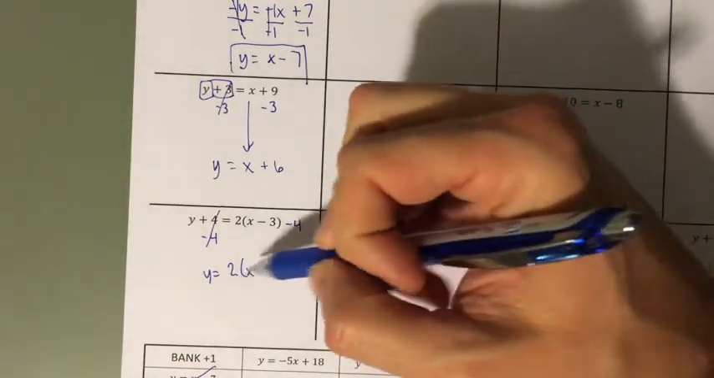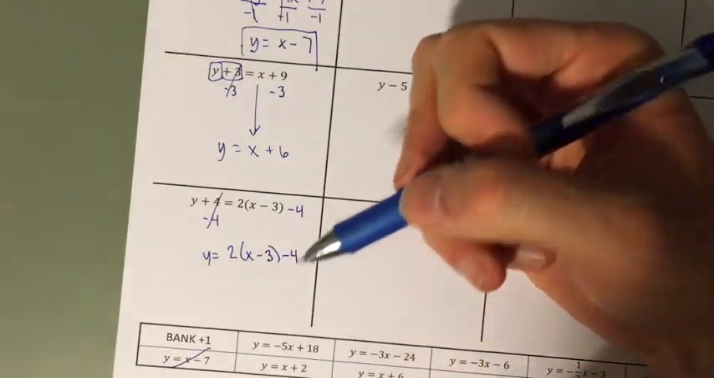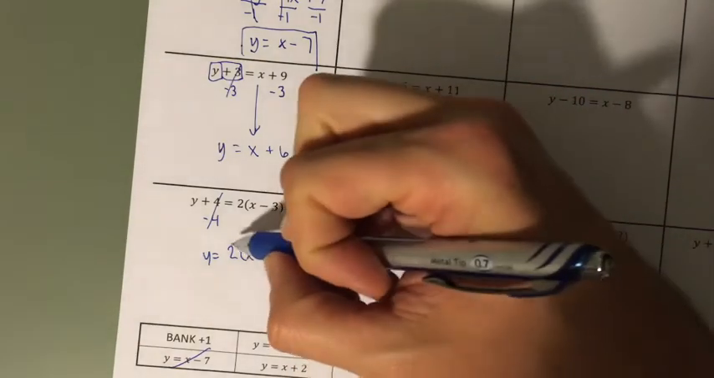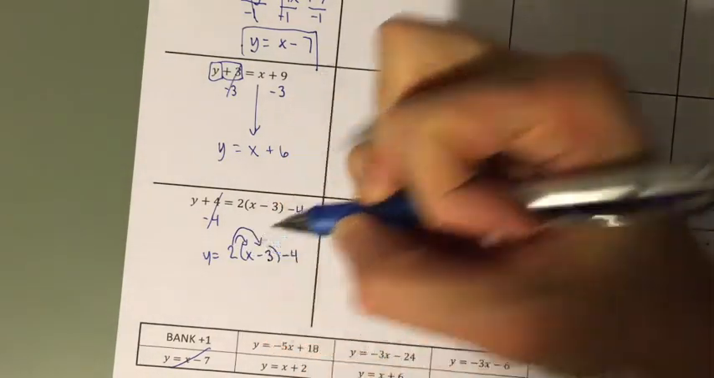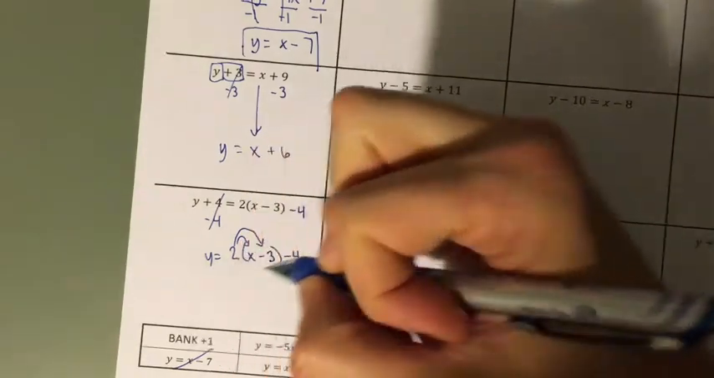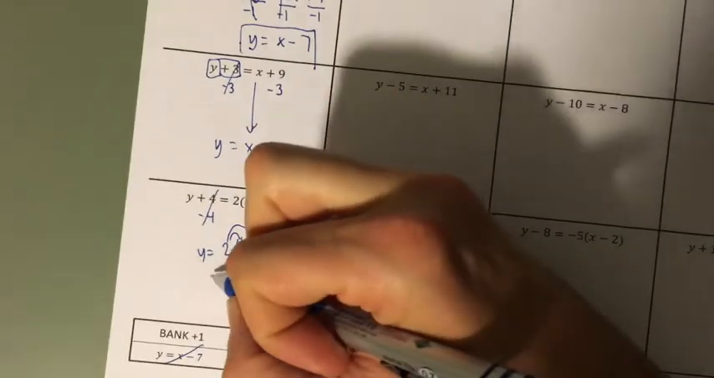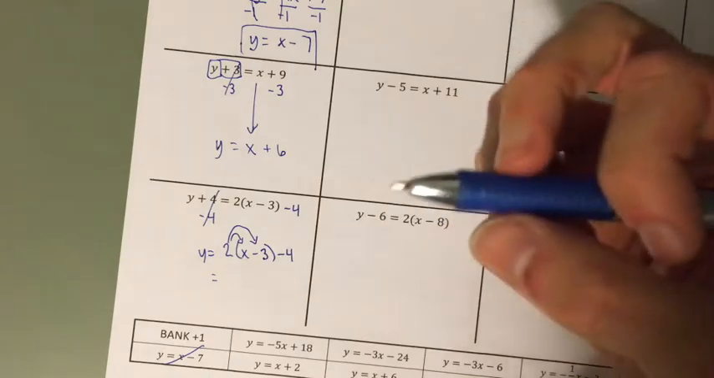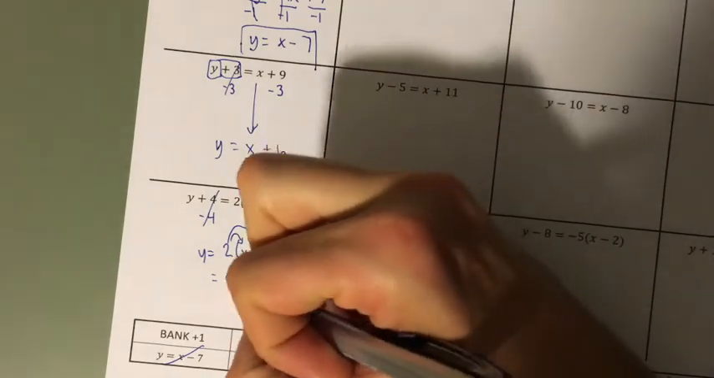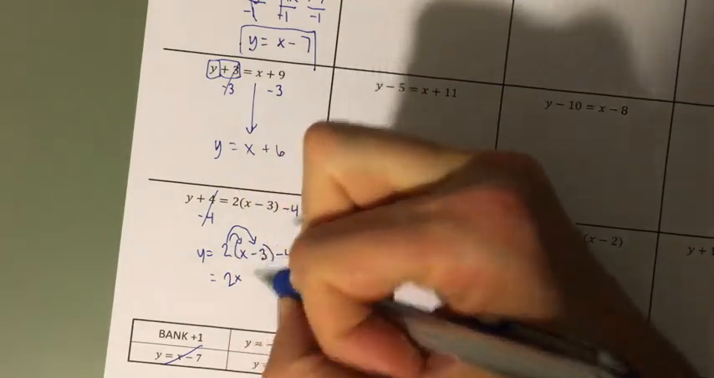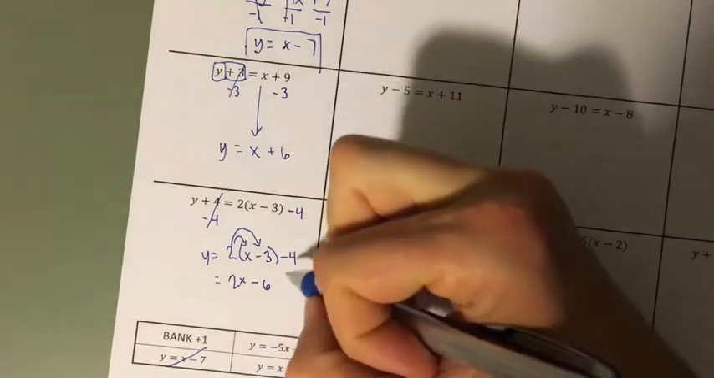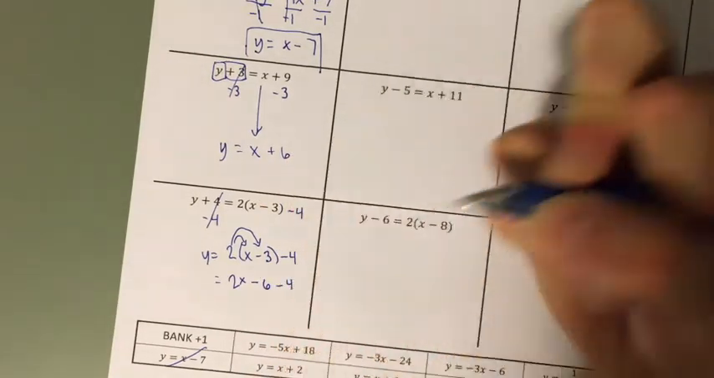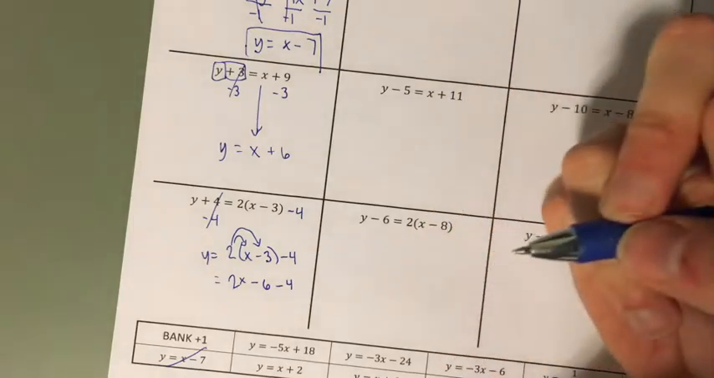And I could actually put that in the calculator and graph it, but just for practice, let's remember how to distribute. So 2 goes to the x, 2 goes to the negative 3. So all we're going to do is just simplify this expression so it looks like something that has a slope and a y-intercept. So 2 times x, 2x, 2 times negative 3, negative 6, so we keep the negative. And that negative 4 just comes down. We have one more step.